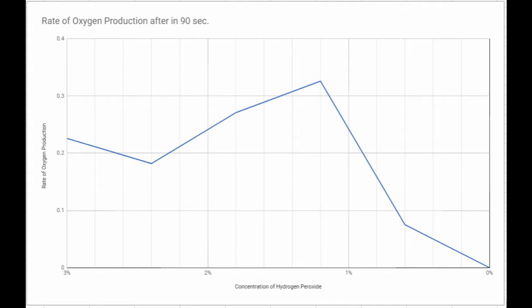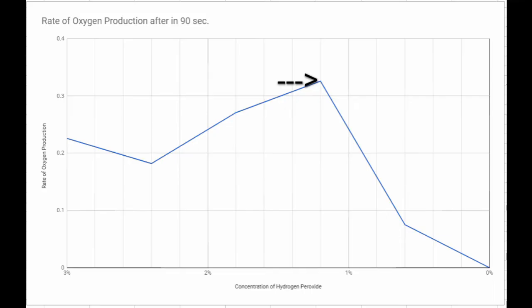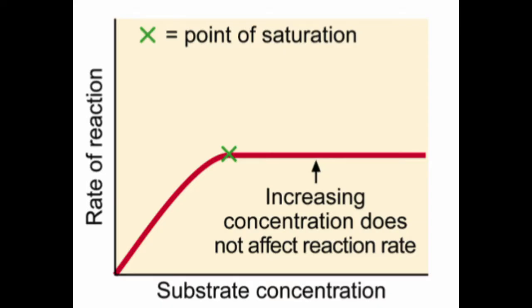Our experimental results partially agreed with the hypothesis. We said that as concentration increased, the amount of oxygen created would also increase. Our results showed this to be true up to a point. After a 1.2% concentration, this trend changed to the amount of oxygen being created staying relatively the same. This proves what we had learned in class, that substrate concentration leads to a faster reaction until saturation.